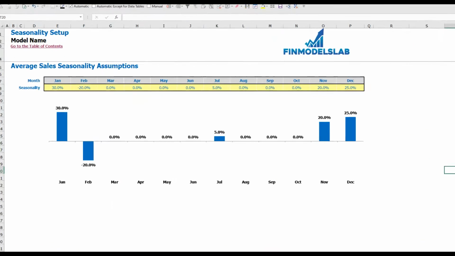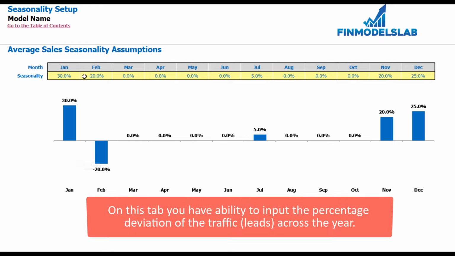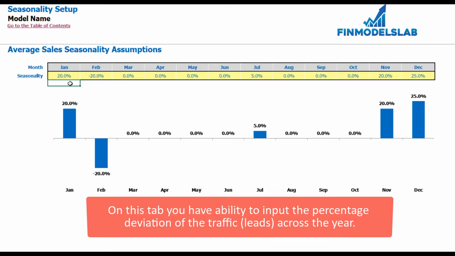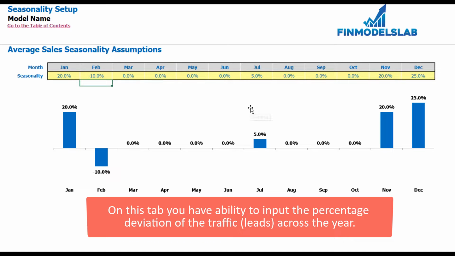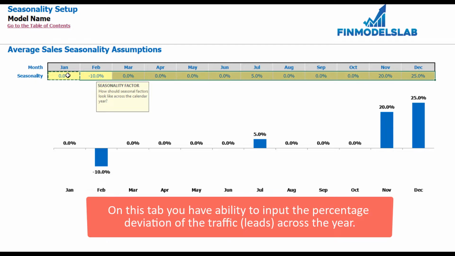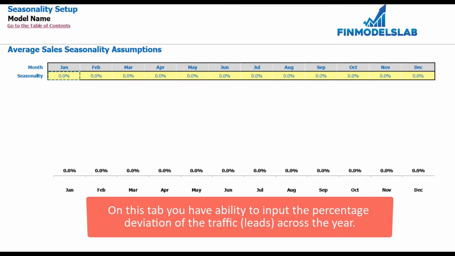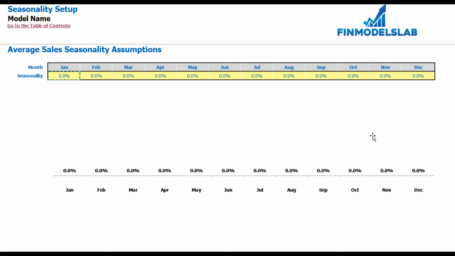Also, you are able to set up the seasonality of your sales. For example, if in January you'll have 20% seasonality, this means that your average monthly sale will be impacted by 120%. And if in February it will be minus 10%, then you will multiply your average monthly sale across the year by 90%. If you don't need any seasonality, you can just zero out this set of assumptions, and you will not have any assumptions for the seasonality within the model.